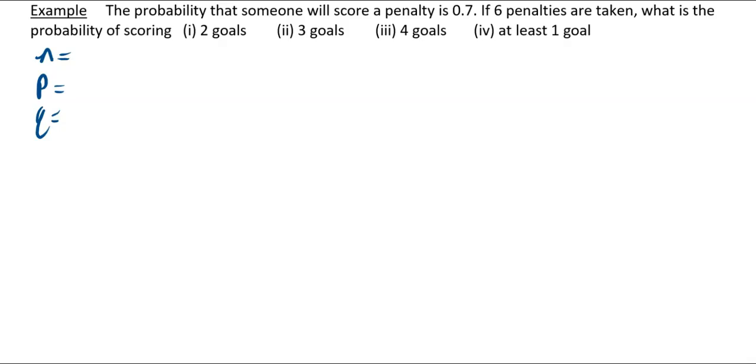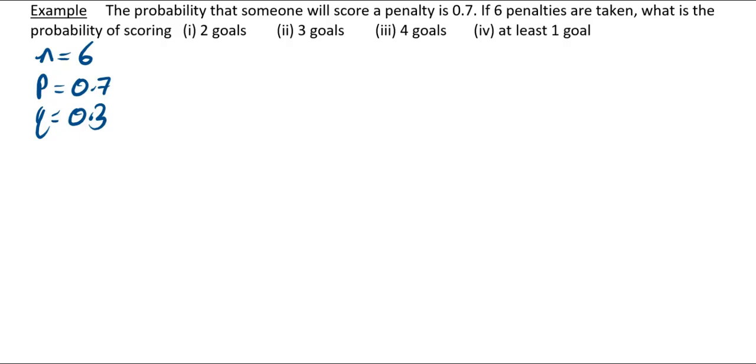So n is your number of trials. The probability that somebody will score a penalty is 0.7. If 6 penalties are taken, so 6 is your number of trials, and the probability of success is 0.7. That means the probability of failure is 1 minus 0.7, so 0.3. And you're set up, good to go.